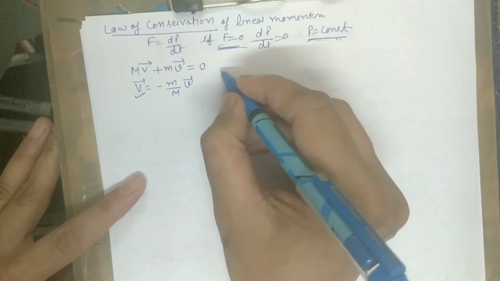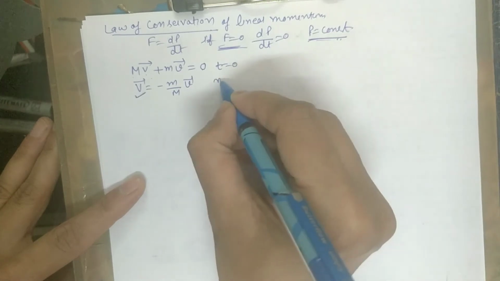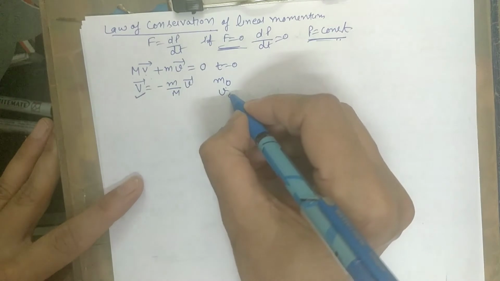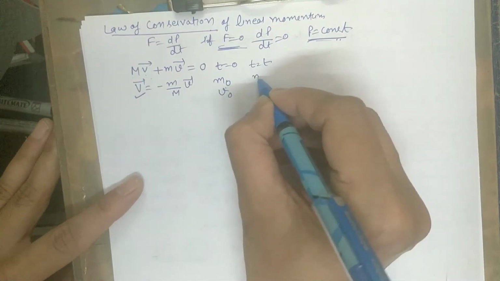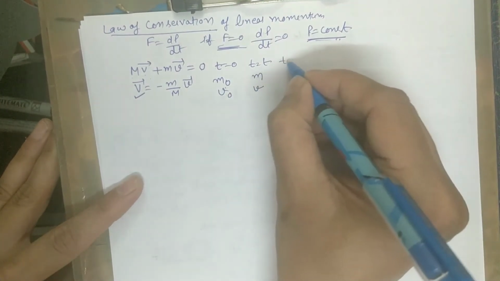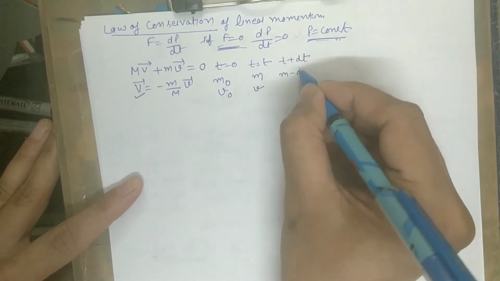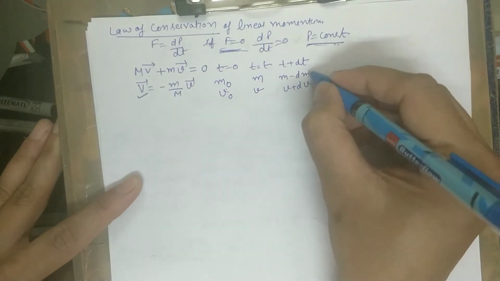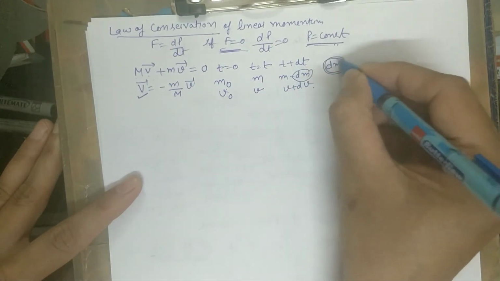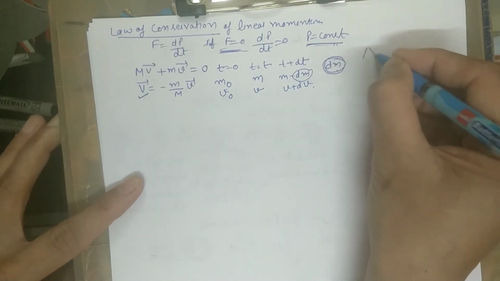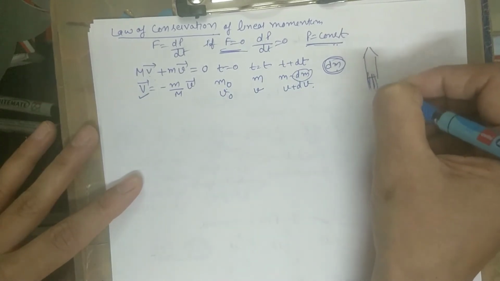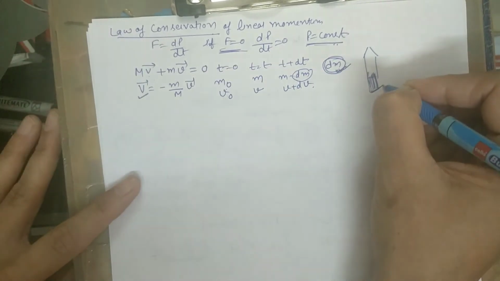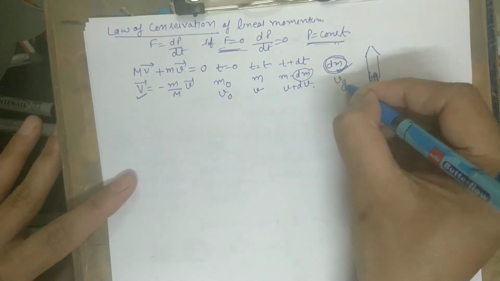If we consider that at t equal to 0, this is the initial mass of the rocket with fuel and the initial velocity of the rocket, but at time t this becomes the mass, this becomes the velocity. For a small time, the mass decreases and the velocity increases. For this small mass, these are the exhaust gases. This is the rocket, fuel burning and exhaust gases, and the exhaust gases again have some velocity, that is called the exhaust gas velocity.